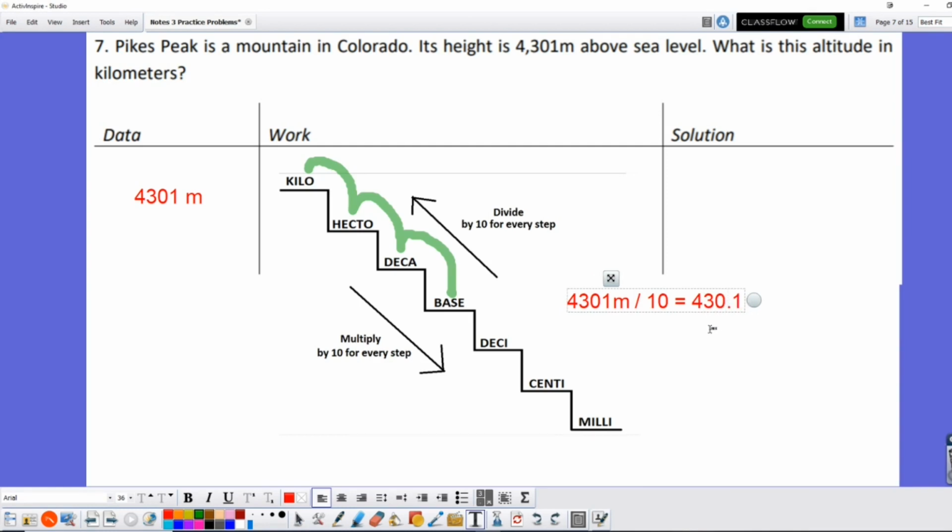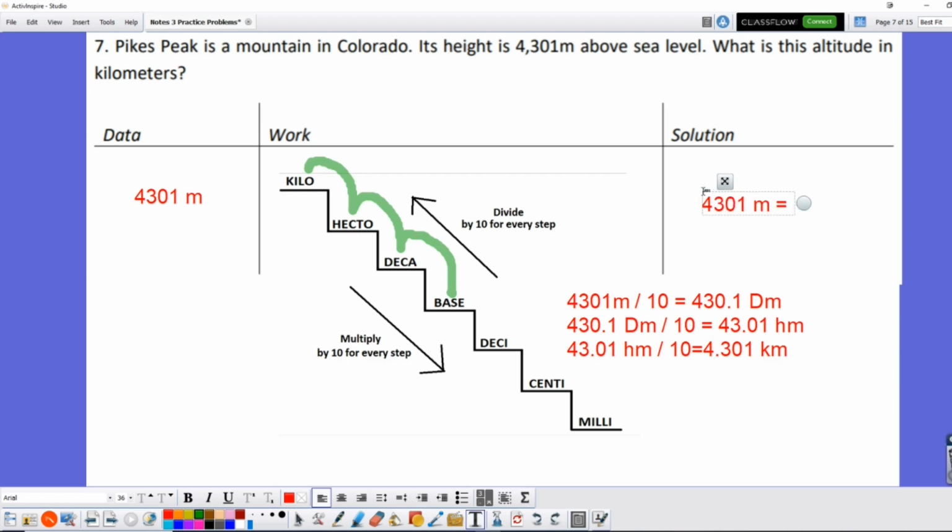430.1 decameters. 430.1 decameters is equal to, well, let's divide by 10. And that is equal to 43.01 hectometers. And 43.01 hectometers divided by 10 for this last step is equal to 4.301 kilometers. And so that's my final answer here. If I go 4,301 meters, that is equal to 4.301 kilometers.